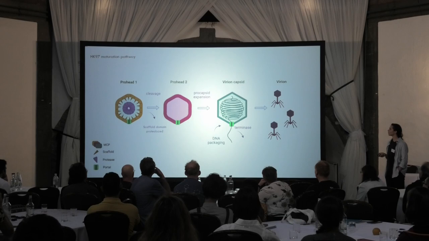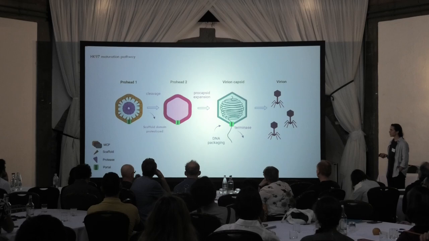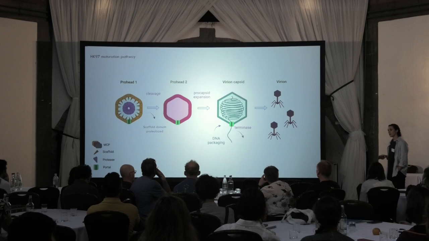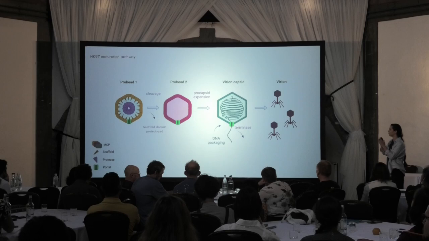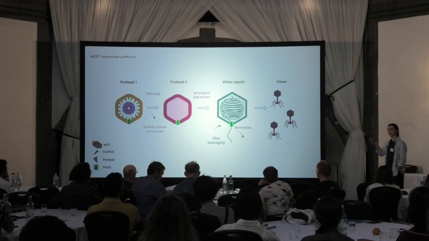And like HK97 viruses, it undergoes a similar maturation pathway where we see two procapsids. The initial procapsid that's formed, called procapsid 1, contains the scaffold domain that I talked about. It is not a separately encoded scaffold like some capsids. It's fully on the major capsid protein. It is cleaved, though, into the second procapsid form. That undergoes expansion and then DNA packaging and then later assembly of the rest of the phage components.